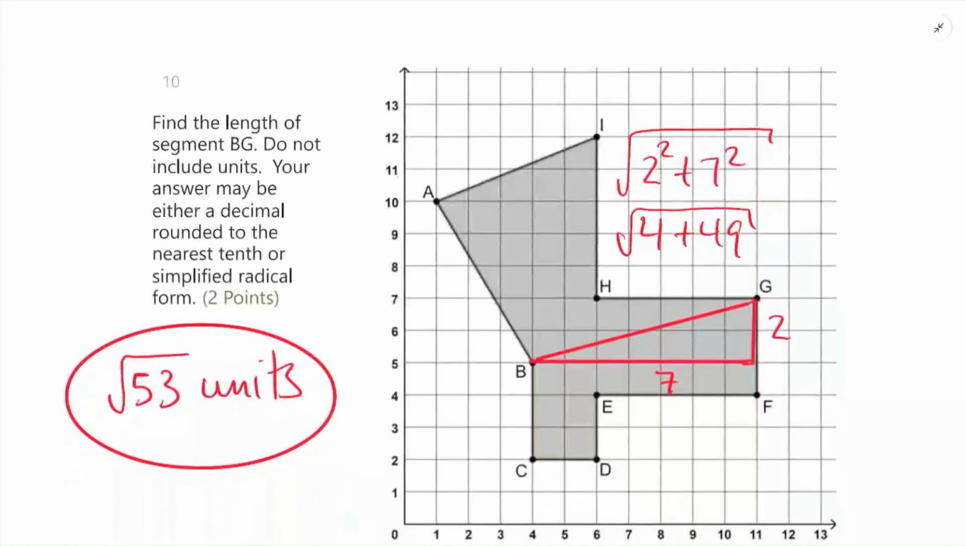Question 10. Very similar question. It says find the length of segment BG. When I do that, you can see I've got these sides that are 7 by 2. 7 squared is 49. 2 squared is 4. So I'm looking at the square root of 53. I think that is simplified radical form. There's no perfect square factors inside of that.